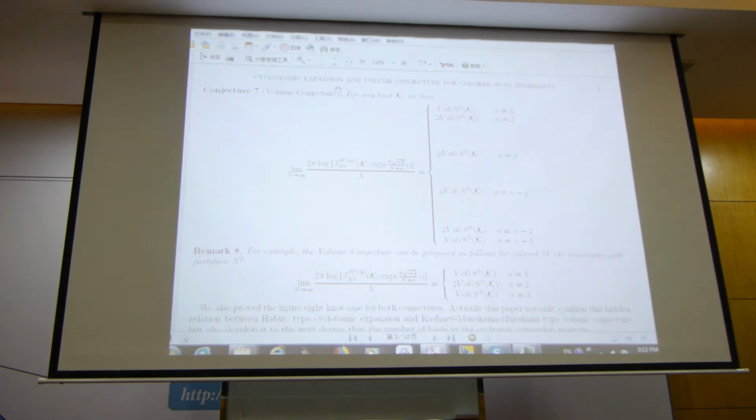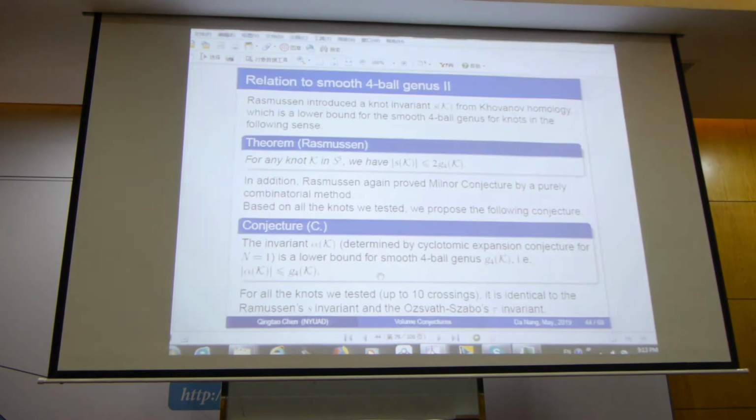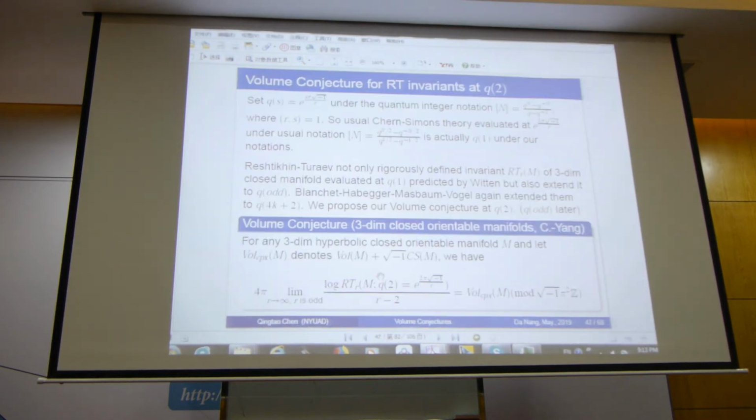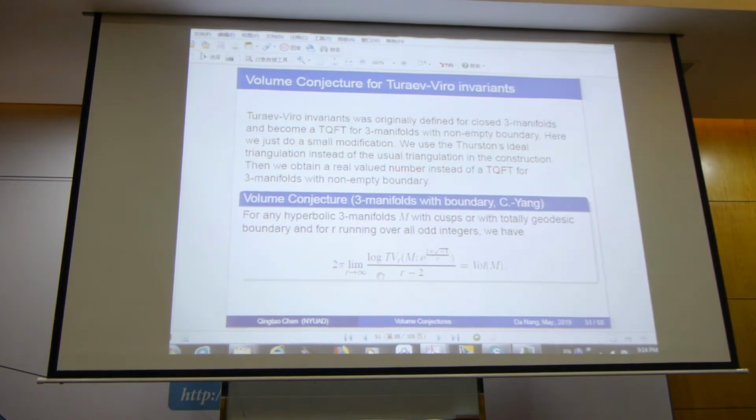Okay, so now we go to another direction of conjecture, my conjecture with Kenyon. I just don't want to repeat this conjecture. And also we make some conjecture for Q order.